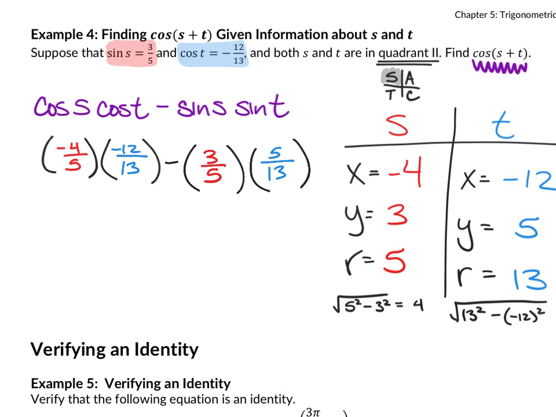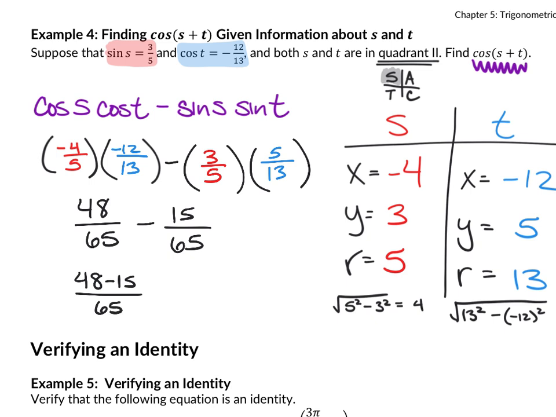And now it's just arithmetic. Top times top, bottom times bottom when we're doing these fractions. 4 times 12 is 48. 5 times 13 is 65. 3 times 5 is 15. And again, 5 times 13 is 65. You have a calculator probably at this point, so at any point you wanted to put this in a calculator, you could. But let's say you didn't and you were doing this by hand. You would combine those together, 48 minus 15. And 48 minus 15 is 33 out of 65.